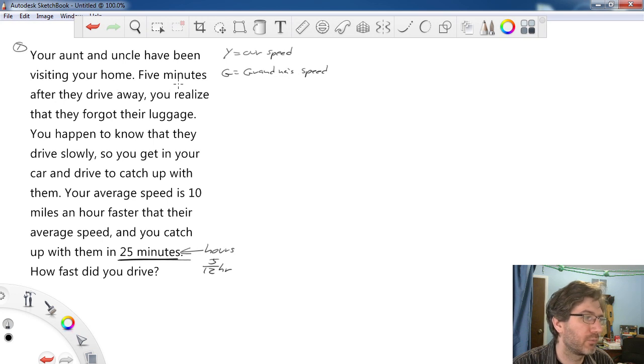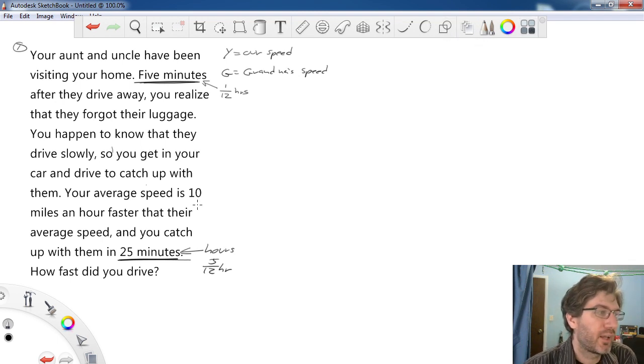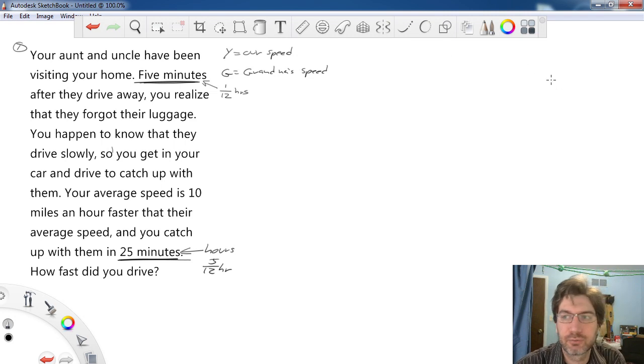Your average speed is 10 miles an hour faster than their average speed. You catch up with them in 25 minutes. Yeah, so we need to know when time is going to be the same. Also, your 5 minutes up here we probably want to be in hours as well, which is 1/12 hours. Just to get that out of the way. That way everything is going to be in hours and we can deal with miles per hour, so to speak.